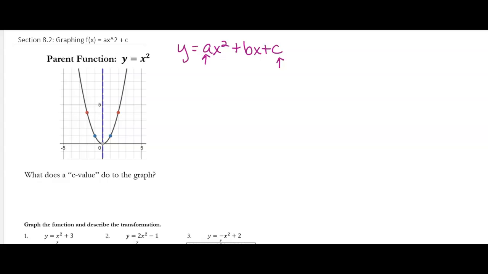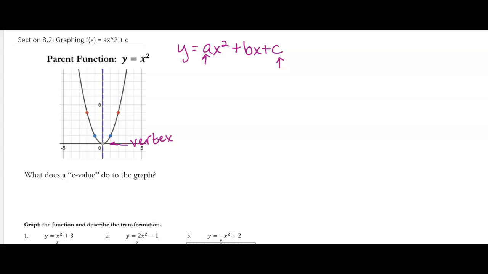Okay, so here's our parent function. Remember, this is our vertex right here, and it's a reflection on both sides of the axis of symmetry. For that one, the axis of symmetry is x equals 0, and so we need to see what the C value does. What the C value does is it actually just takes the vertex and moves the vertex up or down.